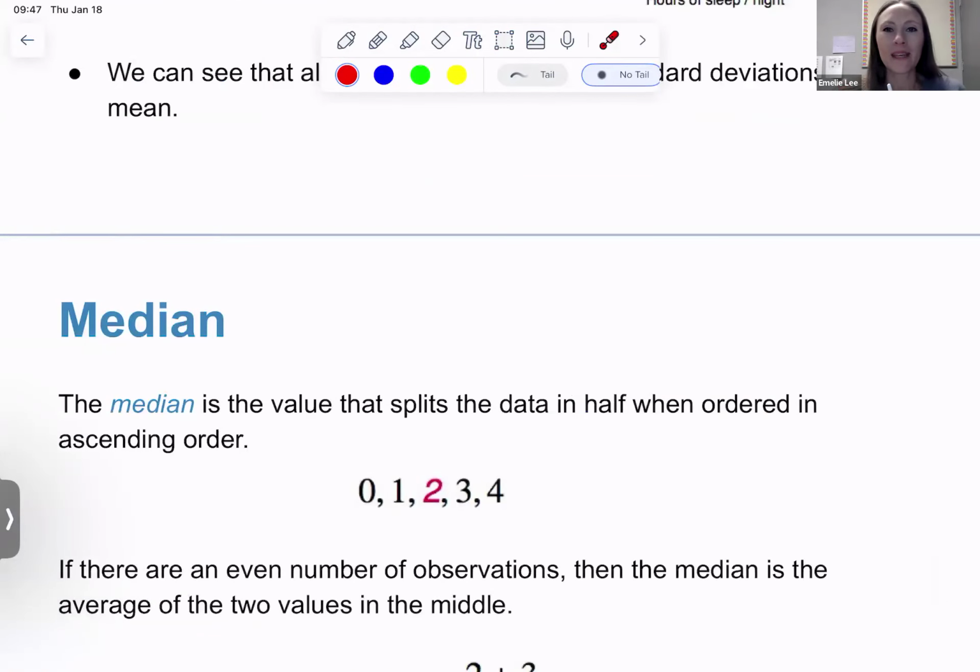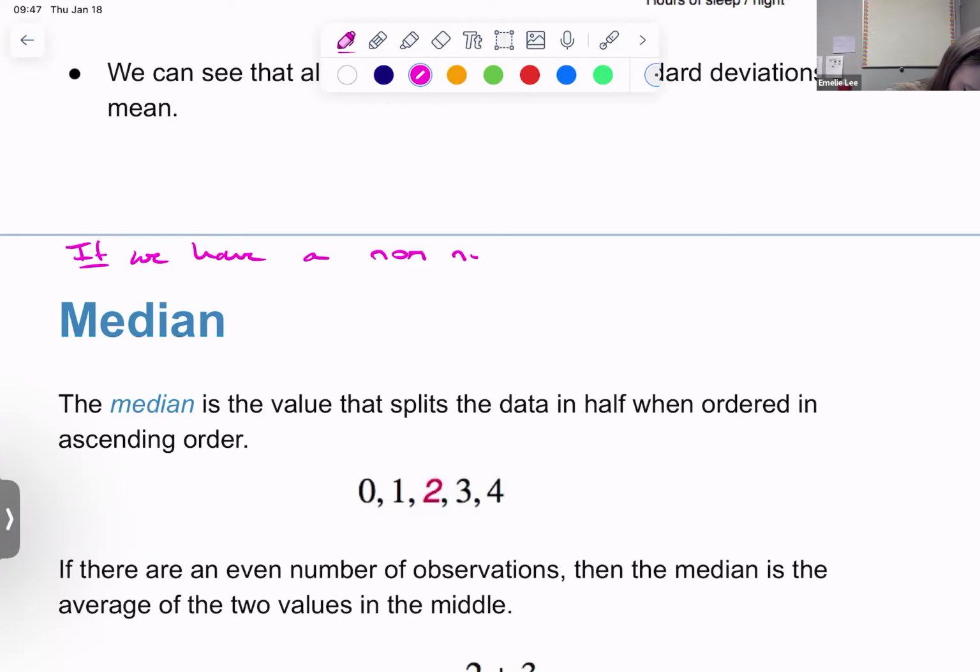Okay. So in our pseudo review, we said that if we have a normal distribution, then we can use the mean as the center and we can use the standard deviation as the spread, right? So now if we have a non-normal distribution, we use the median as the center.